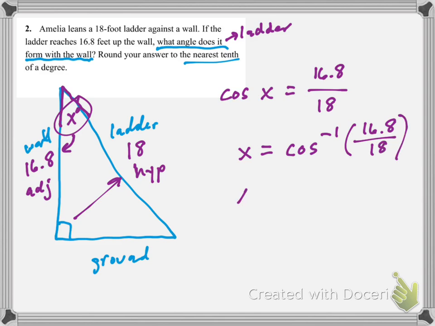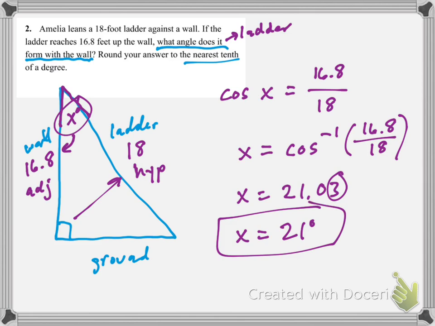16.8 divided by 18. So, trig, cosine negative 1, 16.8 divided by 18. So I get 21.03 because it says nearest tenth. 3 does nothing. So 21.0 is just basically 21 degrees. So that's the angle that's made from the ladder and the wall. So be careful there. You got to read the problem.